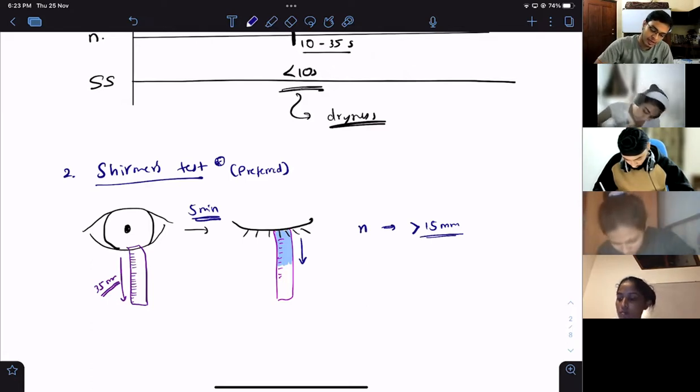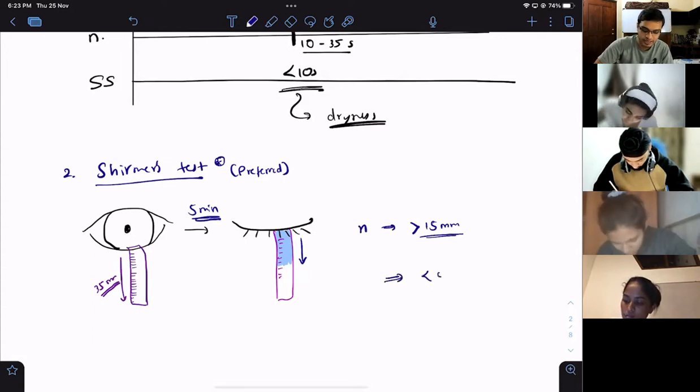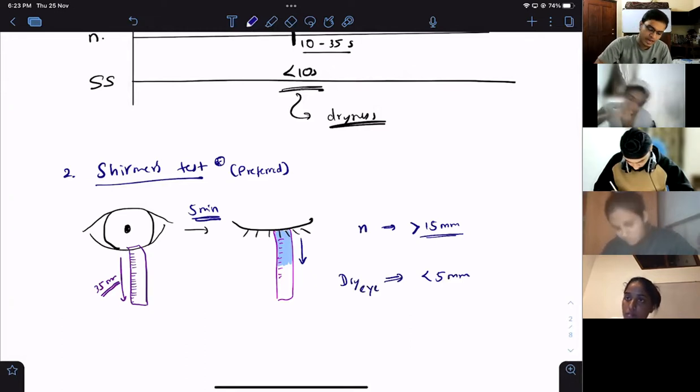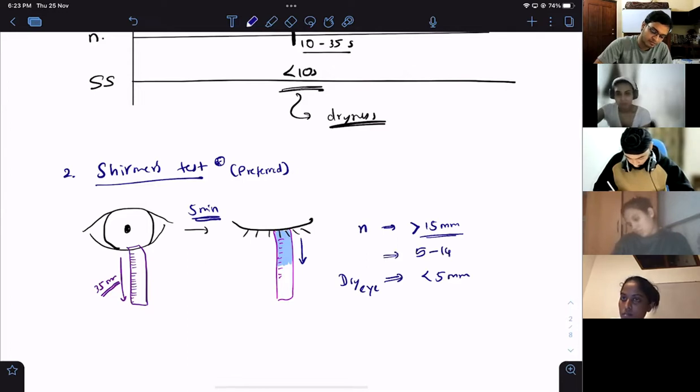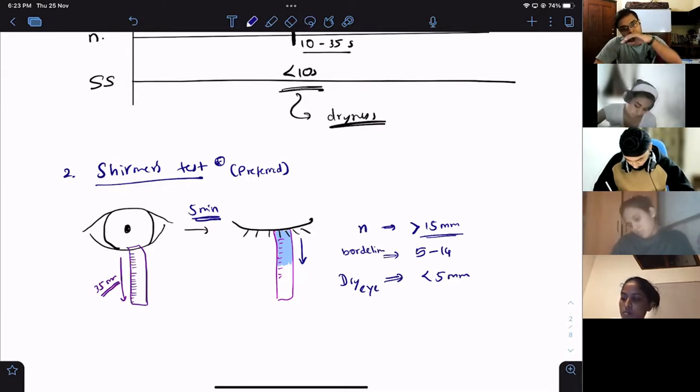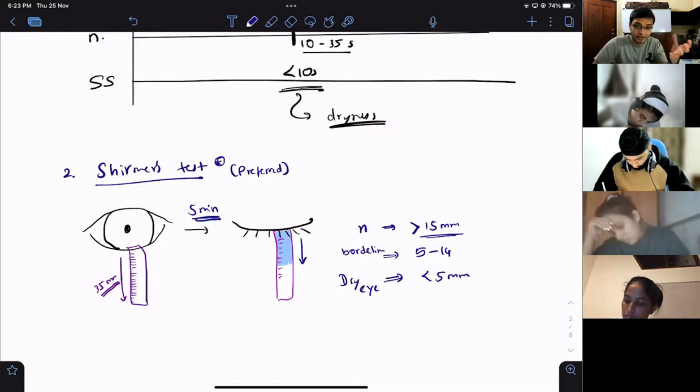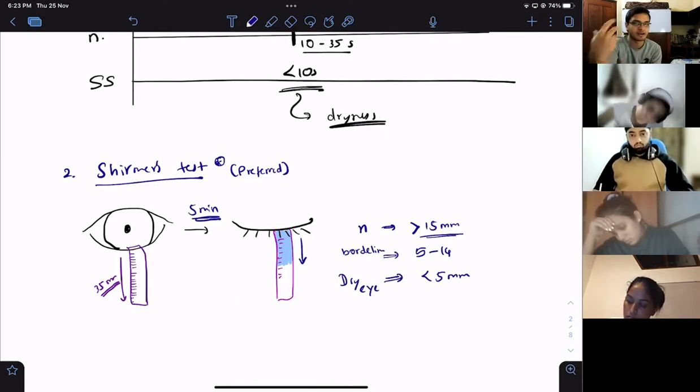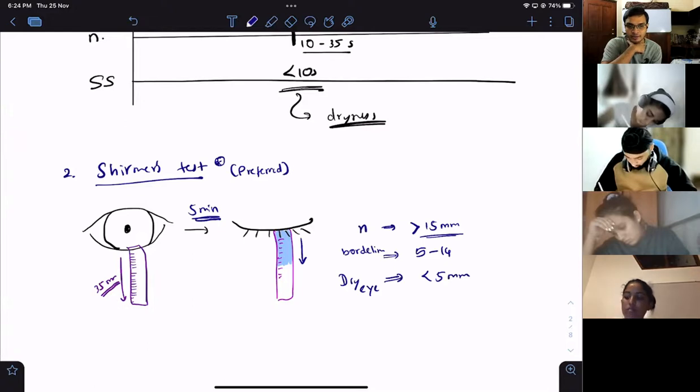Then, guys, if it is dry eye, usually it is less than 5 millimeters. This is indicative of dry eye. Anywhere from 5 to 14, we say, borderline. So there can be a defect in the eye, or maybe just that day the patient is having some small issue, or maybe there is some environmental change, or the filter paper itself can have some problem. So it can be multiple issues, but if it is less than 5, it is almost always dry eye. Okay, normal patient will have more than 15.